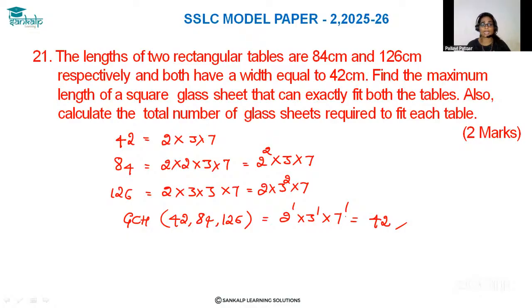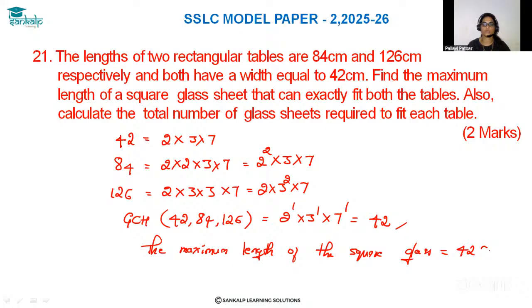Since it is a square, all sides are equal. So the maximum length of the square glass sheet is 42 centimeter.